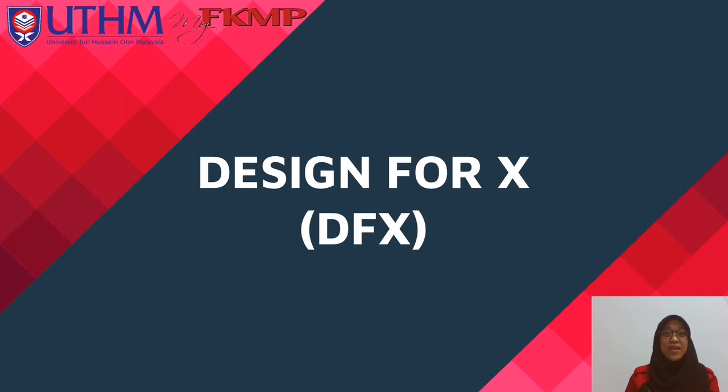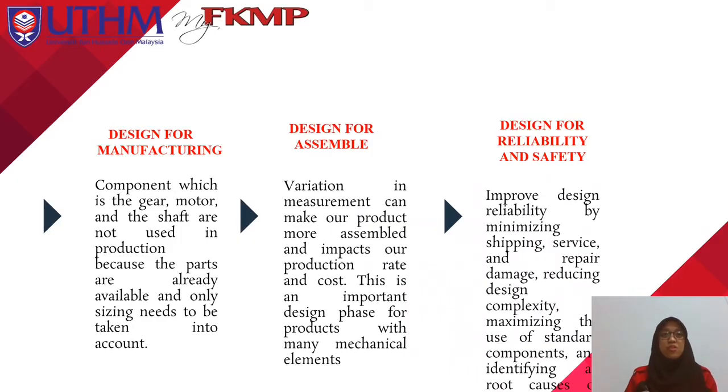And the next part is the design for X. Based on our project of grain washer, we have considered three different design for X, which are design for manufacturing, design for assembly, and design for reliability and safety. The first consideration is design for manufacturing. In our product, components like gear, shaft, and motor are not made in production because the parts are already available and only sizing needs to be taken into account.